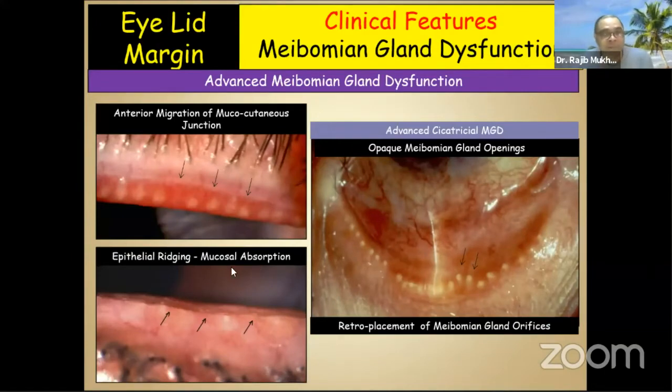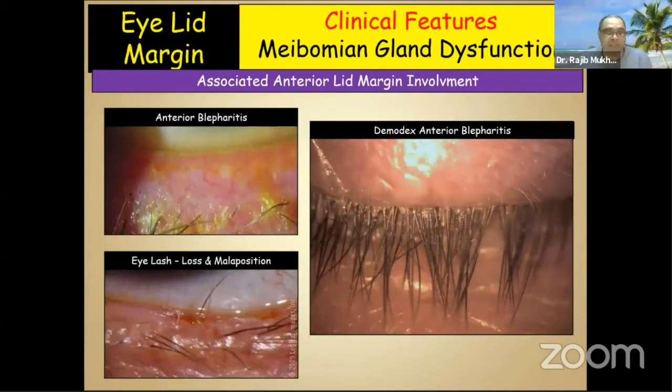Advanced meibomian gland dysfunction will present with anterior migration of the mucocutaneous junction. There might be epithelial ridging due to mucosal absorption. There might be retroplacement of the meibomian gland orifices, though this is most commonly seen in the advanced cicatrizing form of meibomian gland dysfunction. Associated lid features will include anterior blepharitis, eyelash loss or malposition, or demodex anterior blepharitis, as talked about by previous speakers, with cylindrical dandruff.